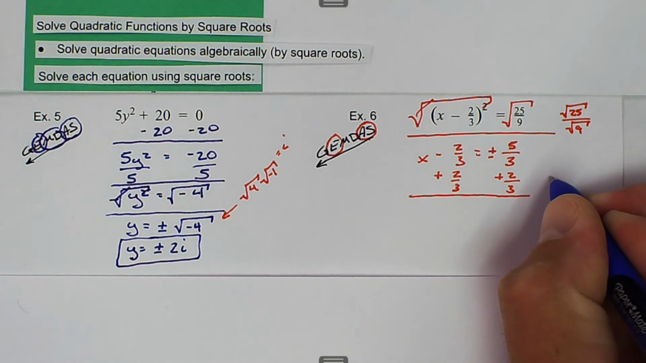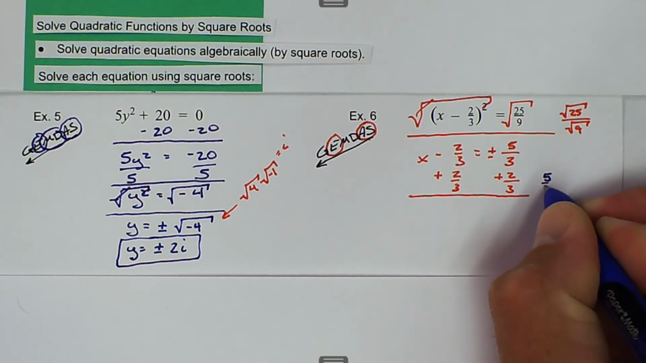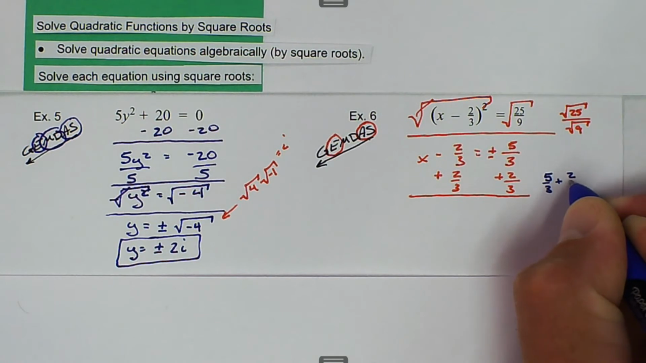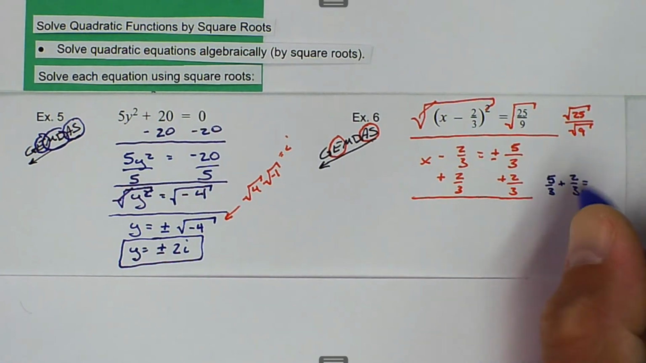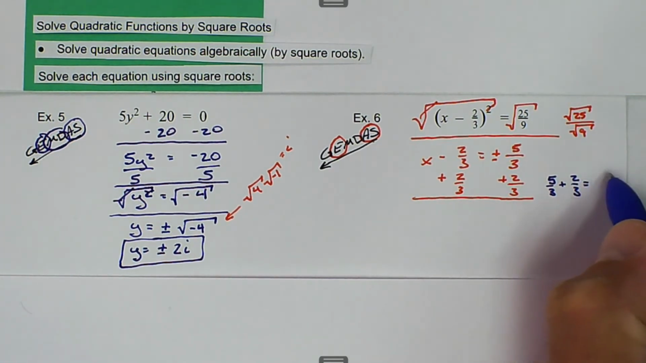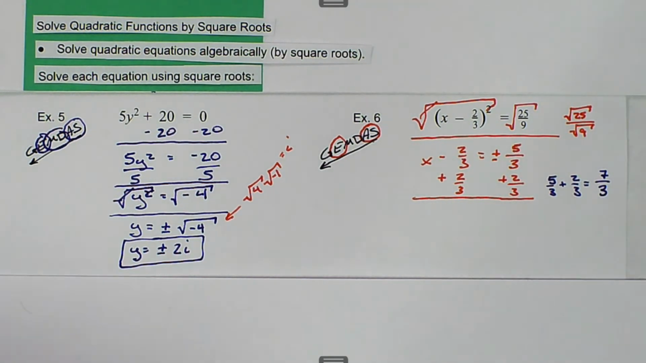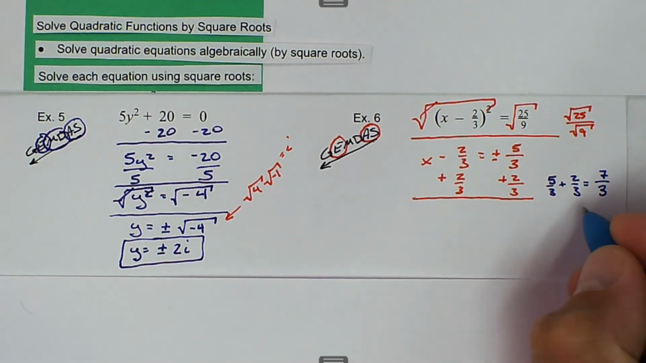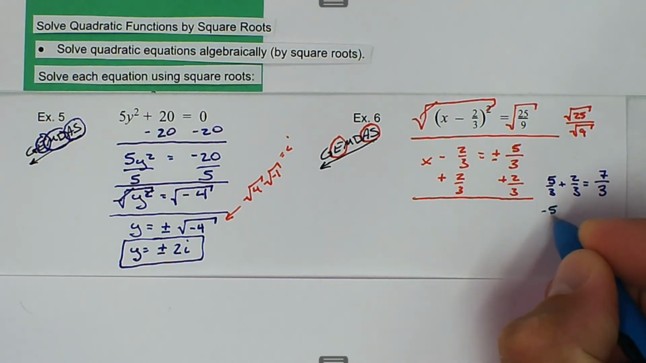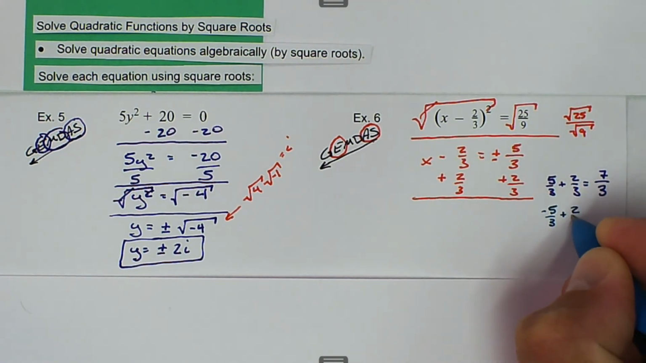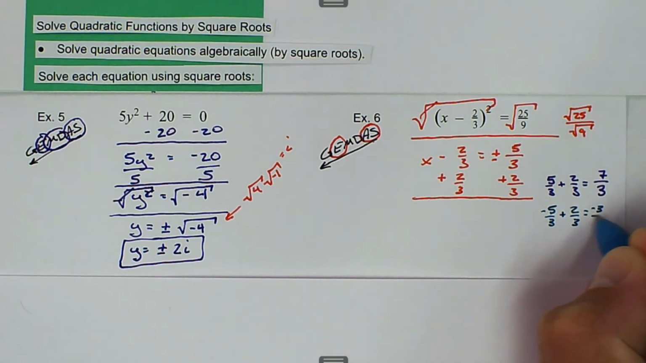So we have to say a positive 5/3 plus 2/3, and that's equal to 5 plus 2 is 7, and 3 plus 3, we don't do anything with the base, we leave the base alone, so we just leave that as 3. Then we also have to do minus 5/3 plus 2/3. So negative 5 plus 2 is negative 3 over 3, and that reduces to negative 1.